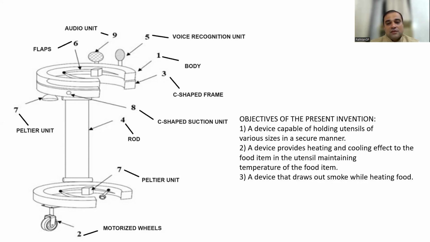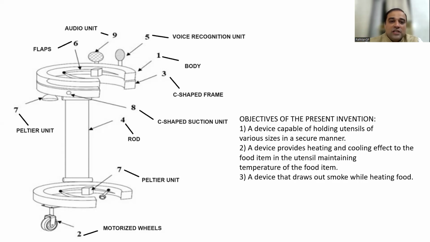And last but not the least, there is the third objective, which has been identified, or which the inventors want to be fulfilled, which is drawing out the smoke while the food is getting heated. Now at number 8 we have a suction unit. This suction unit is connected to a pump which is embedded inside this particular C-shaped frame, and that pump is in signal communication with the microcontroller. There is a smoke sensor, which is not shown here in this diagram, and when it detects smoke, it sends a signal to the microcontroller. Then the microcontroller activates the pump to suck all the smoke inside, such that the air can be cleaned. That is one way of drawing out the smoke.